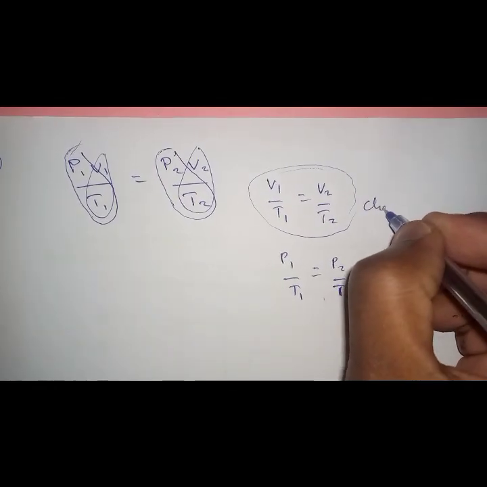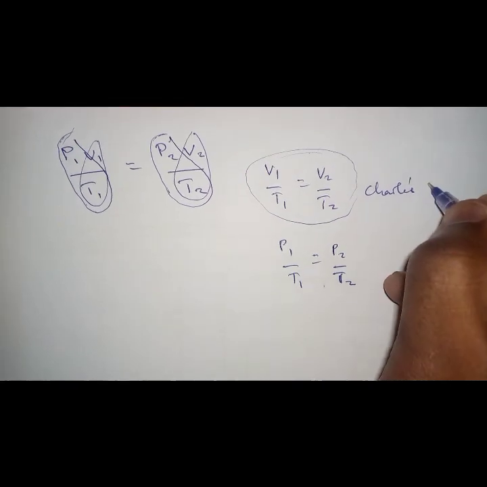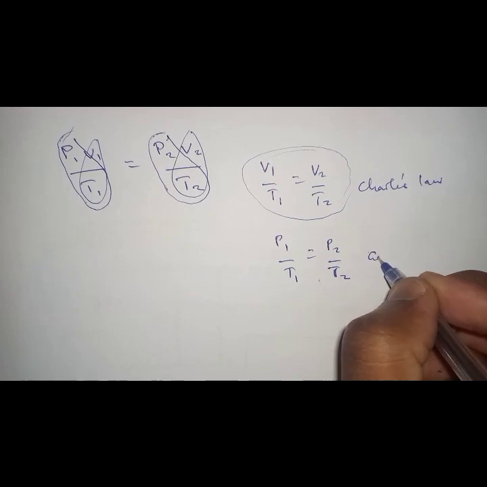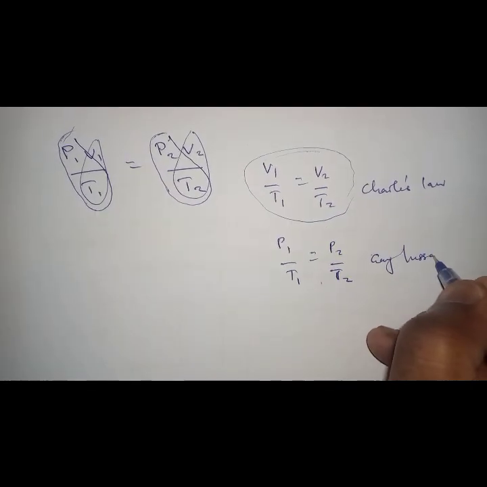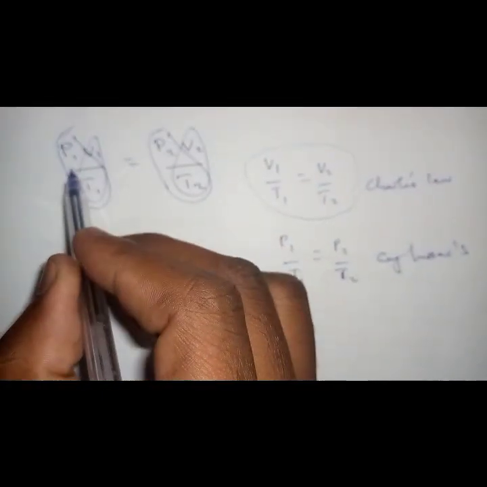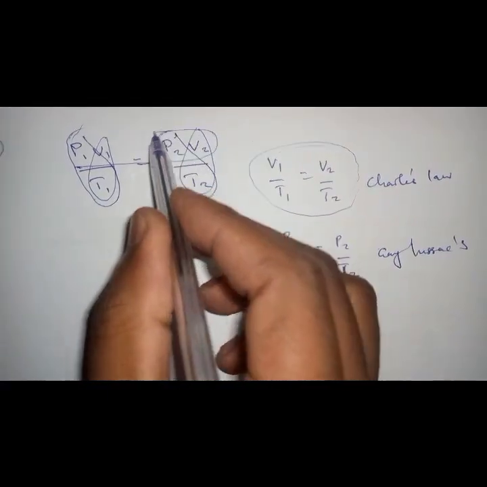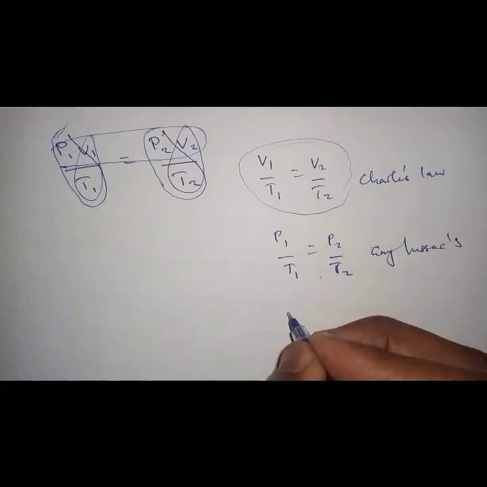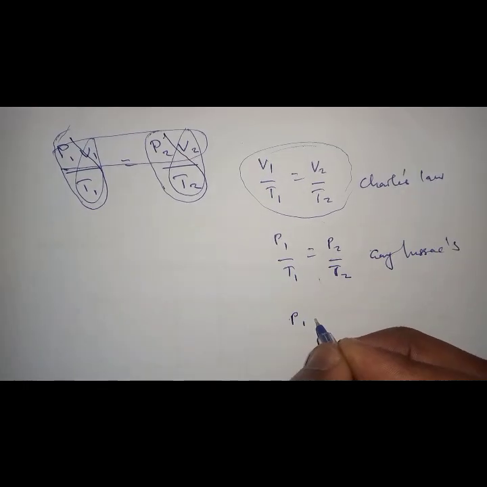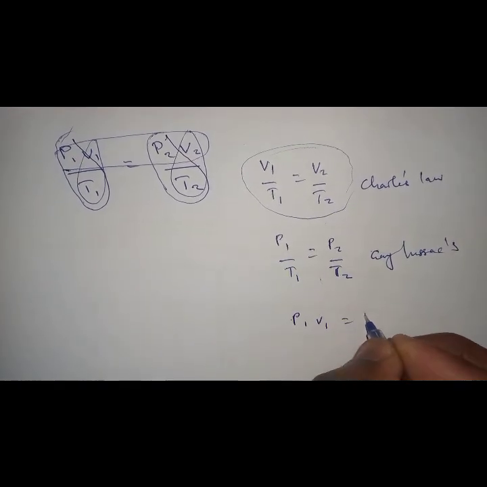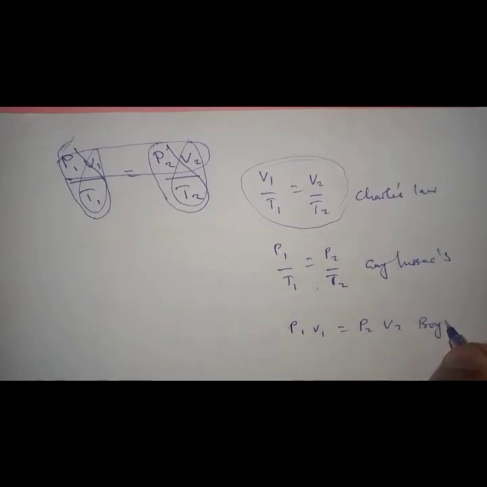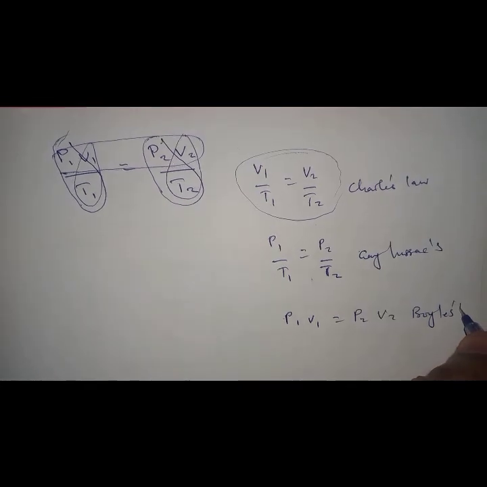So this is Charles' law, gas law. This is Gay-Lussac's law, and what is remaining is the upper part here. You can also get the upper part here and write it here. That would be P1 V1 equated to P2 V2. This is now Boyle's law.